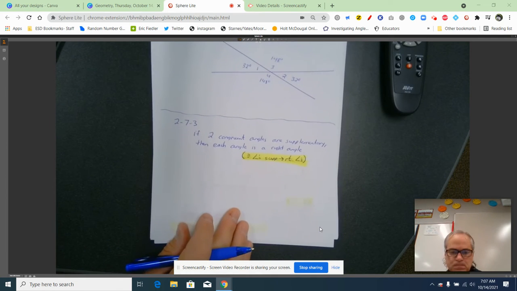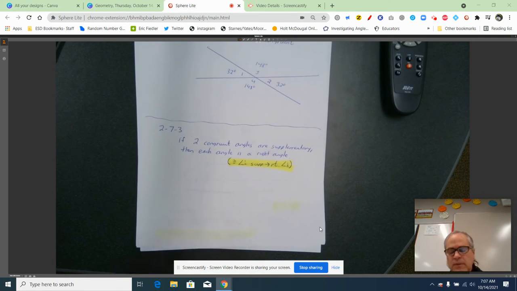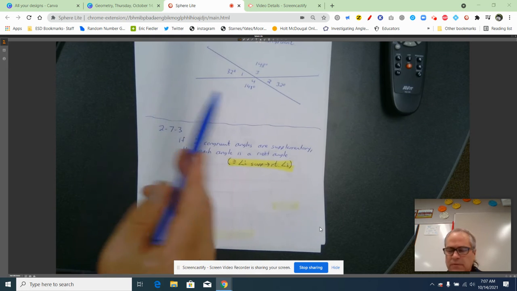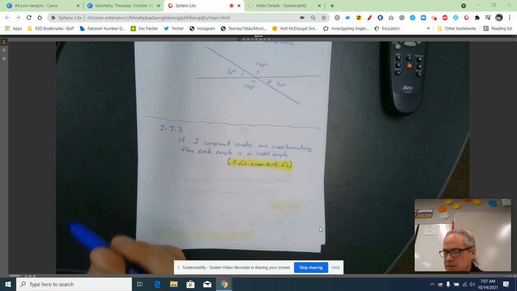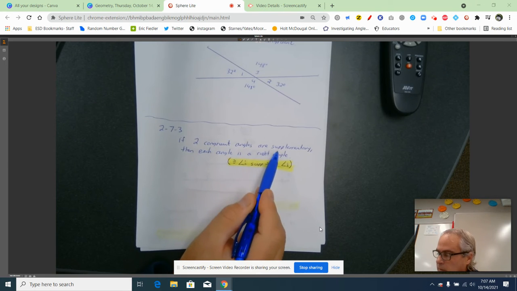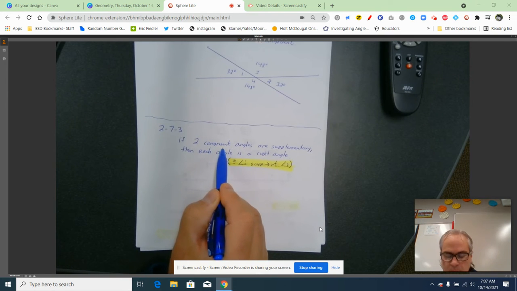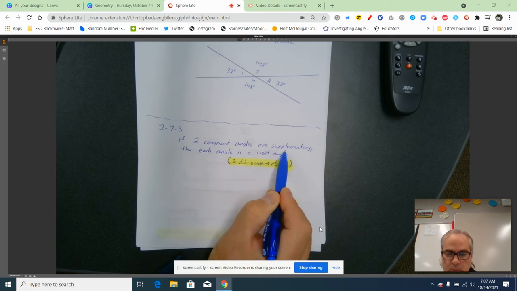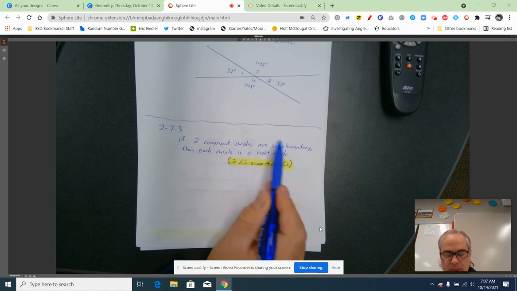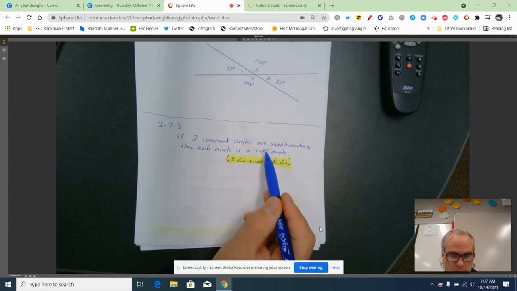Last statement. This one has a lot of words, which typically makes it tougher, but if you read it carefully, I think this is one that you put somewhere between the vertical angle theorem and the common segments theorem, which I showed in the last video. It says if two congruent angles are supplementary, so they're the same and they add up to 180, that's all that says. Then it says each is a right angle. If they're the same and they add up to 180, 180 divided by 2 would make them 90.